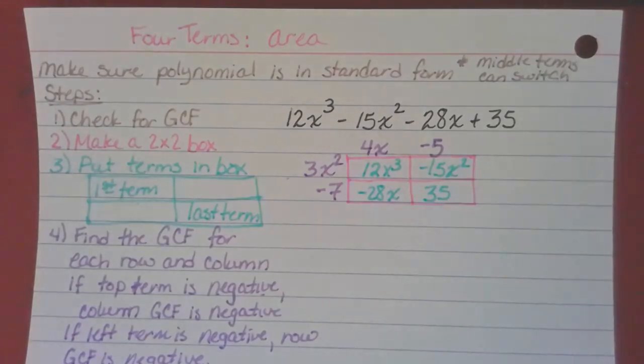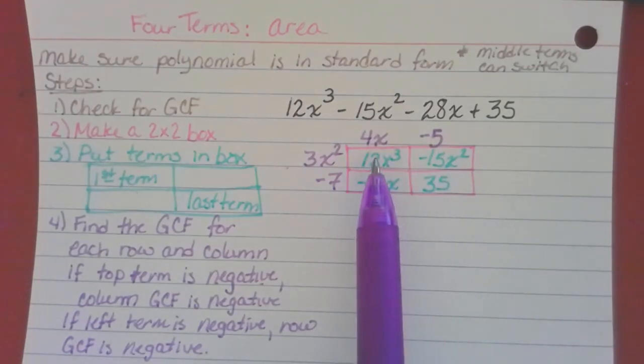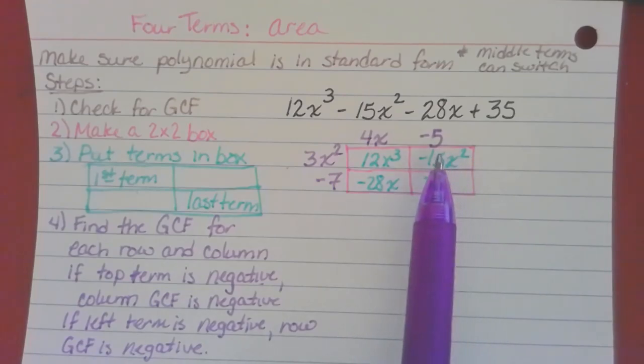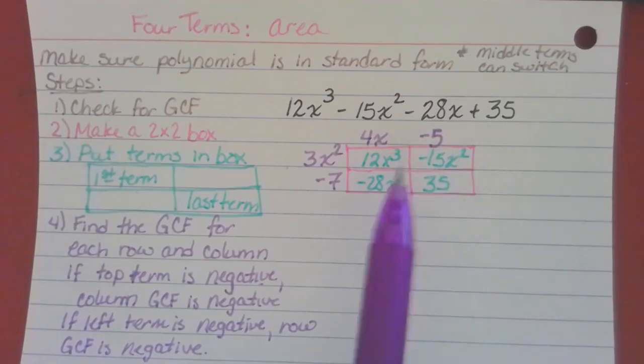Okay, so then once we have the numbers in the boxes, we're going to do the GCF for each row and column. And it's important to know that if the top box of the column is negative, then the GCF for that column will be negative. If the leftmost box is negative, that row will have a negative GCF. So we see that with the negative 15x squared and the 35. The GCF here, 5 is the only number that goes into both, but because this negative 15 is the top box, it is a negative 5 for the GCF.